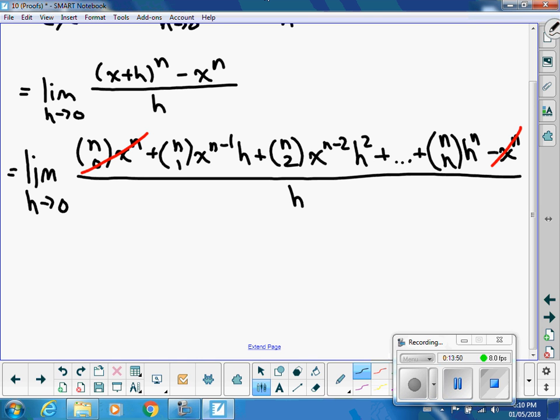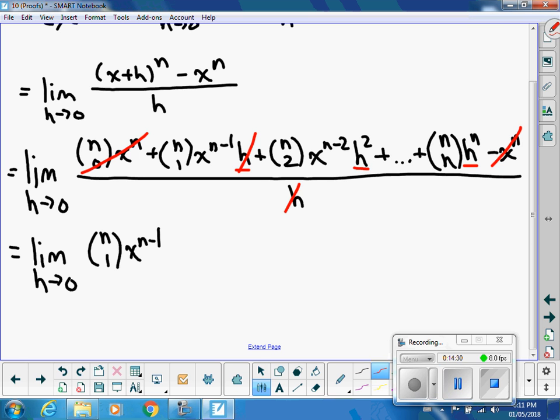Okay, what happens to all the terms in the middle? Well, each of those have at least one power of h, right? My first term has an h to the 1. My second term has an h squared, all the way up to my last term, which has h to the power of n. So for each of the remaining terms, I can cancel out one power of h. So I get my limit as h goes to 0. My first term becomes n choose 1, x to the n minus 1, because the h's cancel out completely.